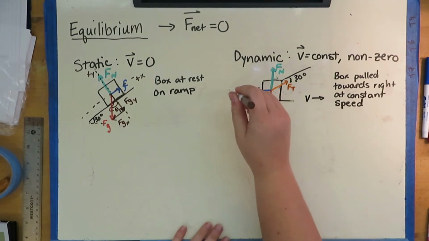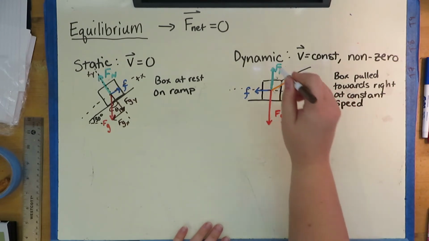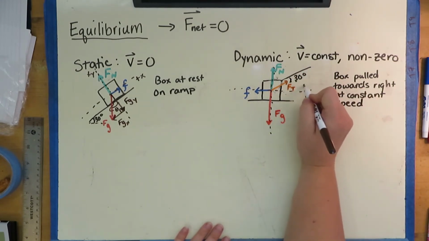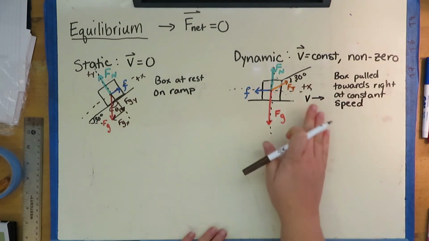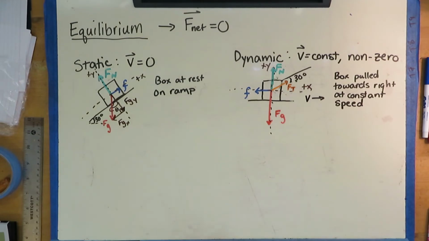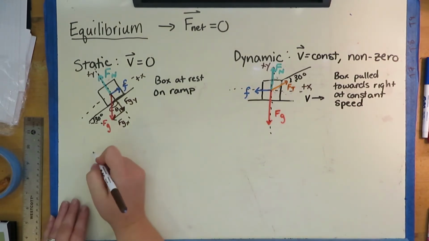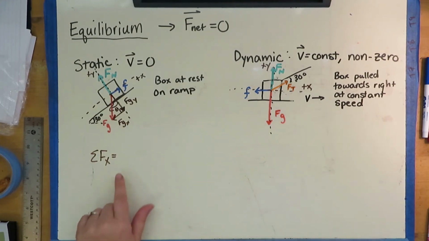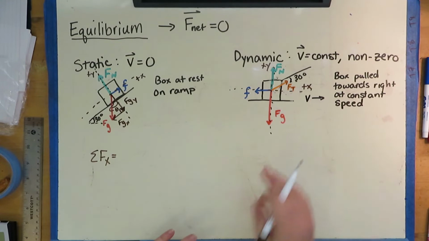I don't have to rotate my axes, but my tension is at an angle to my x and y axes. I can set my positive x-axis to be the direction that I'm moving, positive y to be the upwards direction, and then I can write a net force equation in the x direction. But I notice my tension is at an angle, so it's not in x or y, so I have to resolve that.